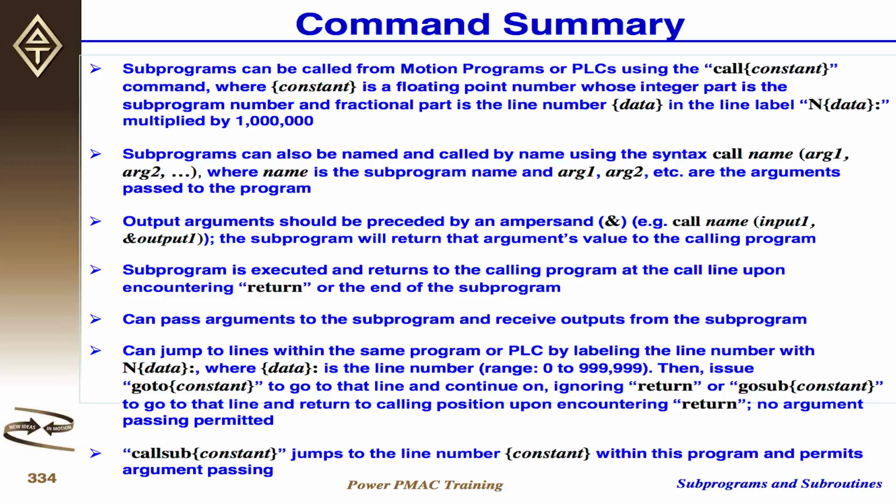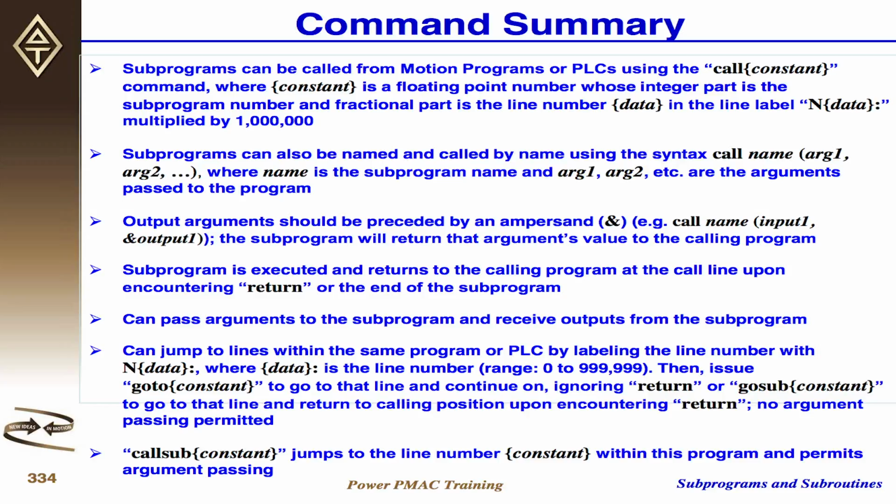The trick is no argument passing is permitted in these goto or gosub commands. You can do argument passing with the call sub constant. It will jump to the line number where the constant is numbered within this program and permits the argument passing.